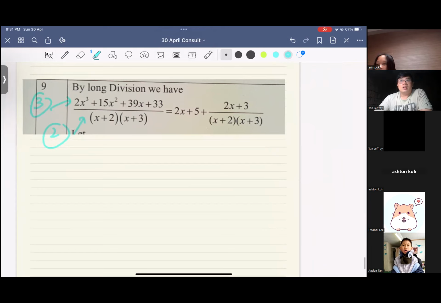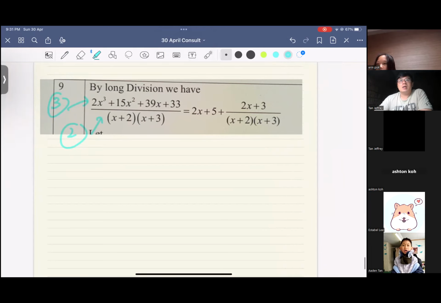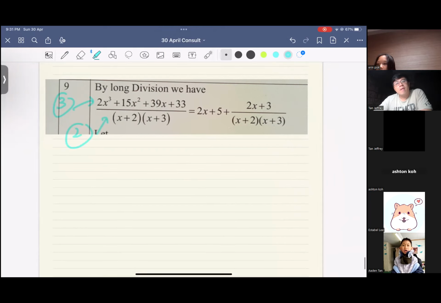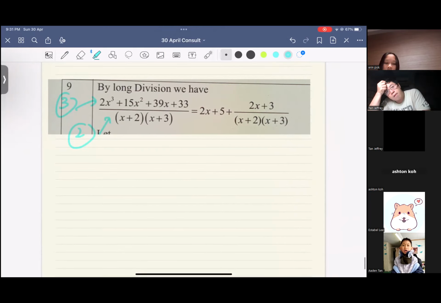After Aiden, who else? Wait, Mr. Tan, could you also squeeze in question 11 of that one? Because I tried to do it, but after that there was some problem with it. Just give me a second. Esther, you also asked this question, right? Wait, how do you get 2x plus 5?